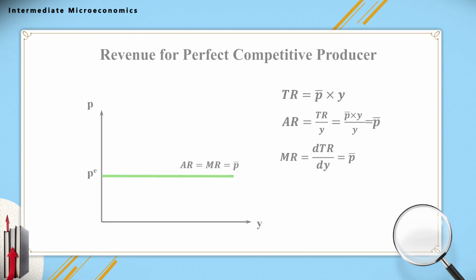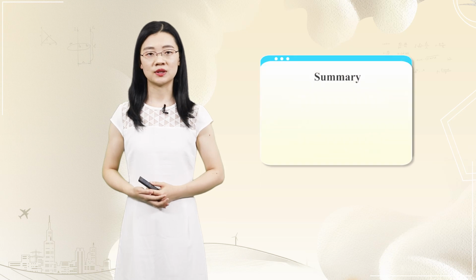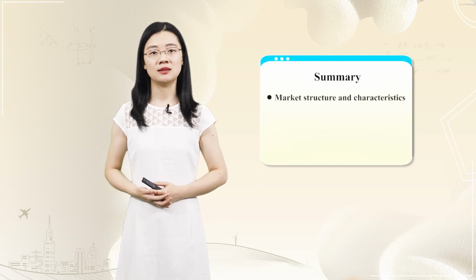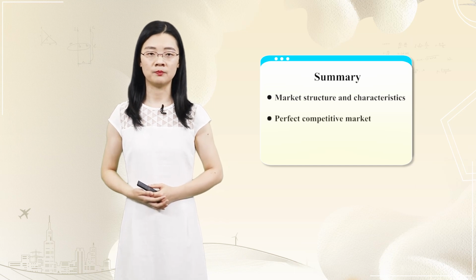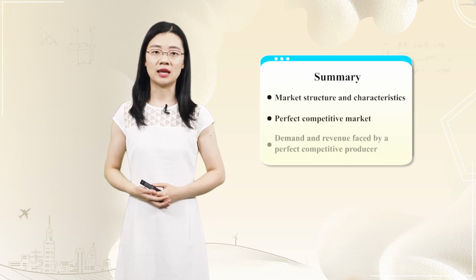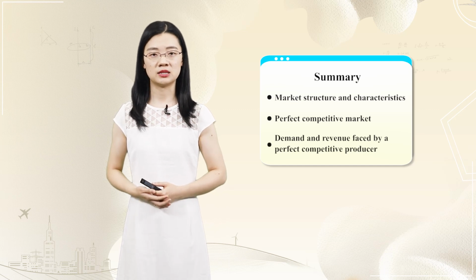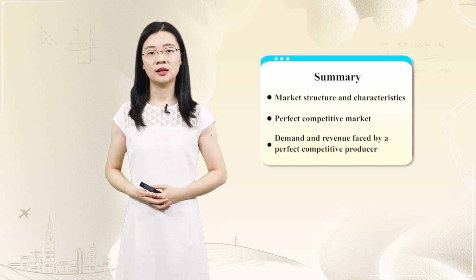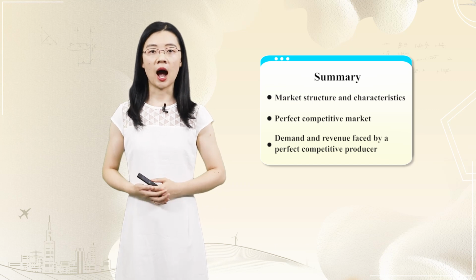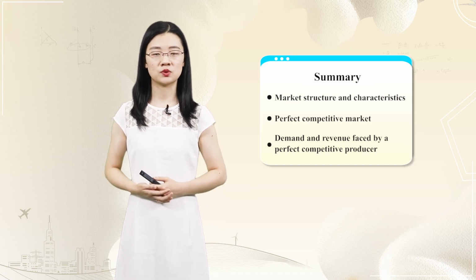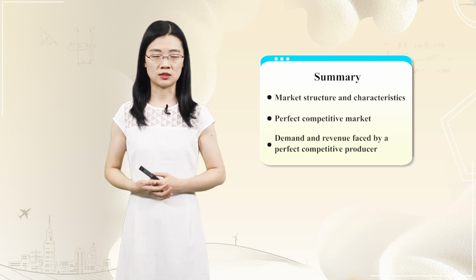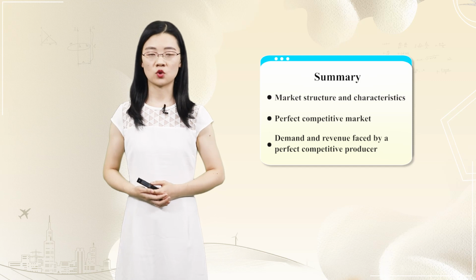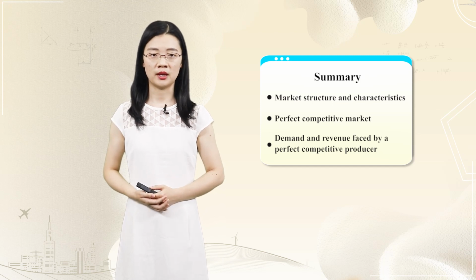Alright, in this lecture, we discussed different types of market structure and the basic characteristics of a perfect competitive market, and derived the demand and revenue for a perfect competitive producer. Then a natural question is, how does a perfect competitive producer choose output level to realize profit maximization? We will leave this question for the next lecture.